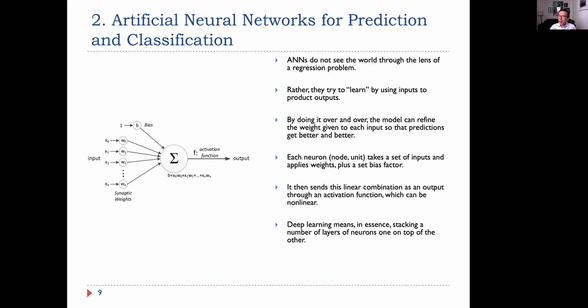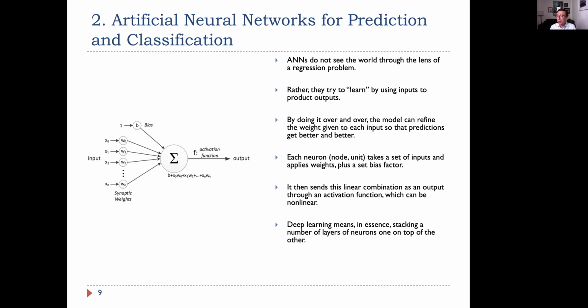Okay, and the basic technique is that by getting the model to do this over and over again, it can refine these W's, that is to say the weight that's given to each input, in such a way that predictions get better and better. So it's very much a recursive technique. We're having a guess of some weights, we're looking at how good the prediction is, and then we're adjusting the weights based on the difference between the predicted value and the observed value. And we're doing that over and over again. So we can then take this linear combination of inputs weighted by the weights and send it to the output in a non-linear way.